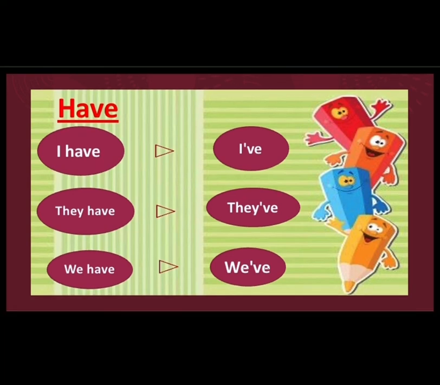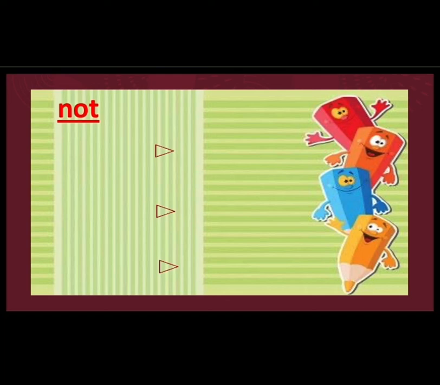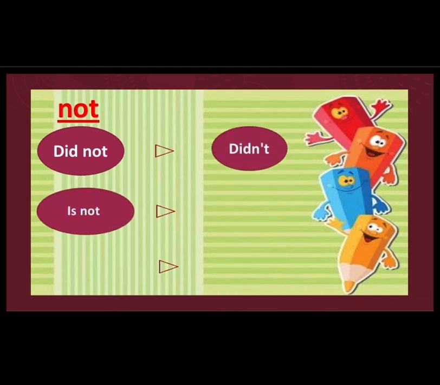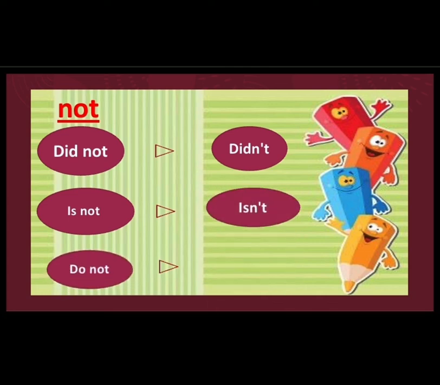Let's take the example of not. In this word, if we want to add did and not, we have to drop the letter O and add an apostrophe, then it will become didn't. Is not. Drop the letter O and add an apostrophe and it will become isn't. Do not. Drop the letter O in not and add an apostrophe, it will become don't.